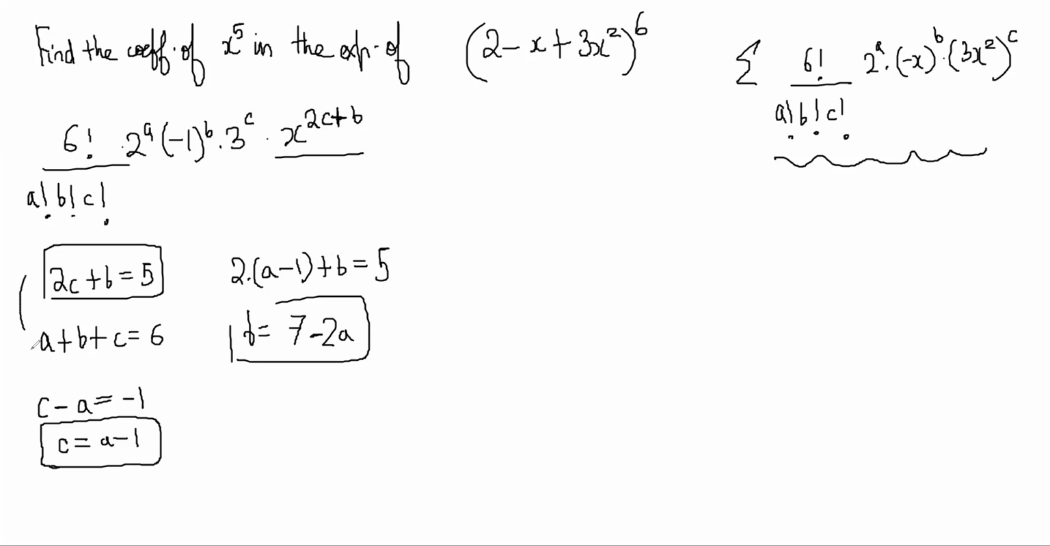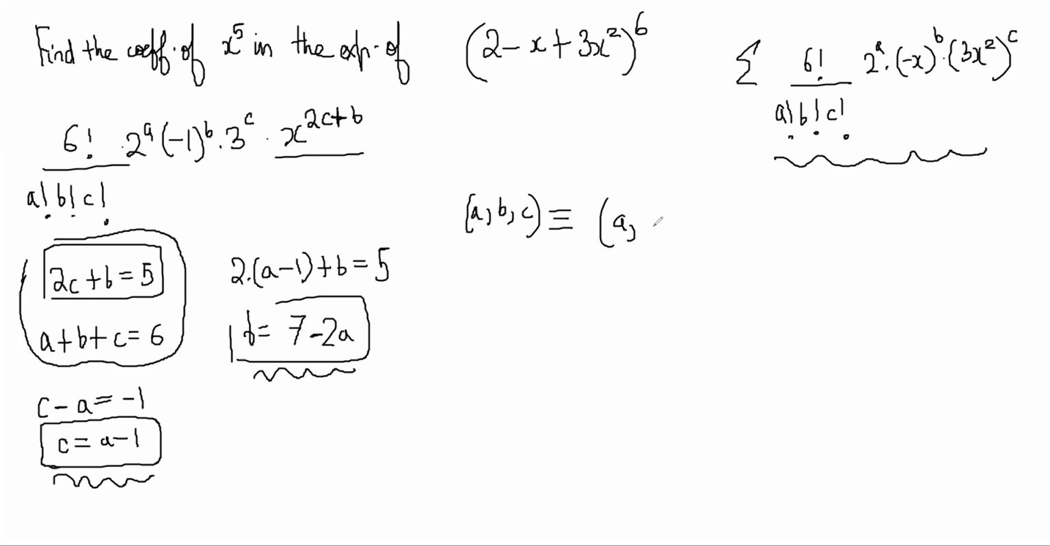See, these two equations are not sufficient to solve it completely, because one equation has 3 variables, one equation has only 2 variables. It's impossible to actually solve it exactly. What you will get is all the values of a, b, and c in terms of any one variable that you choose. So I have converted c to a minus 1 and b to 7 minus 2a. So my abc basically becomes a comma 7 minus 2a comma a minus 1.